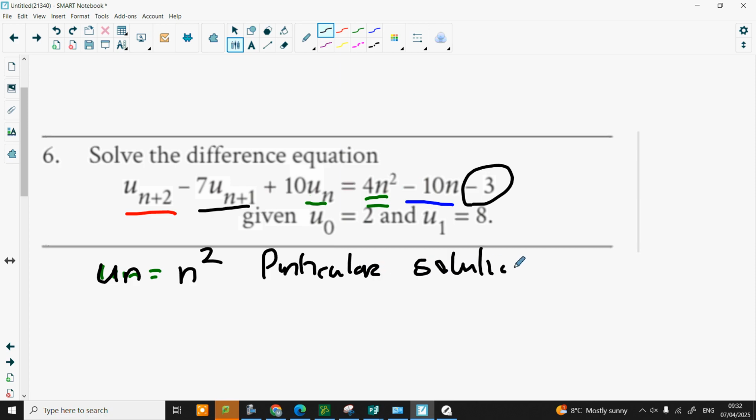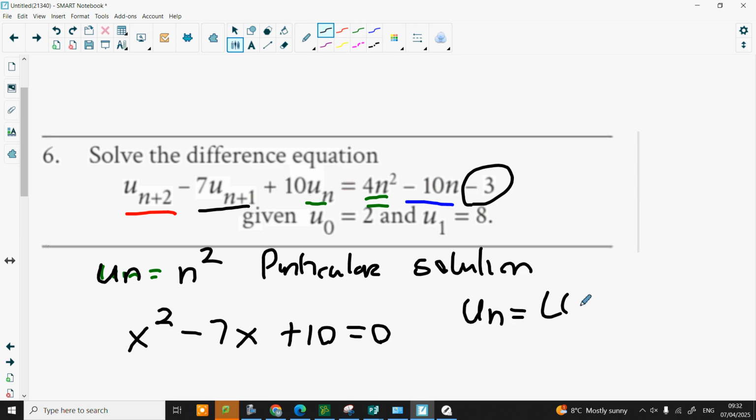If you found you're completely lost in the exam, you could just always do the complementary solution anyway, couldn't you? You could just skip straight to part 2 and make an attempt at it. So what's the formula for this one? X squared minus 7x plus 10 equals 0. And as someone rightfully said, it's L an plus M b to the power of n. What are the two values? Who got x equals 2 and x equals 5? And we get 2 and 5.